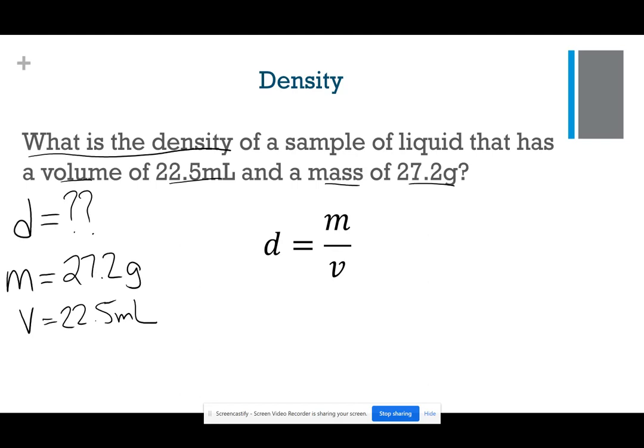Okay. So now I've taken inventory of what I know. I see that I only have one variable left. That's density. That's what I'm going to solve for. So now I just need to plug and chug. Plug this into my equation and chug away.